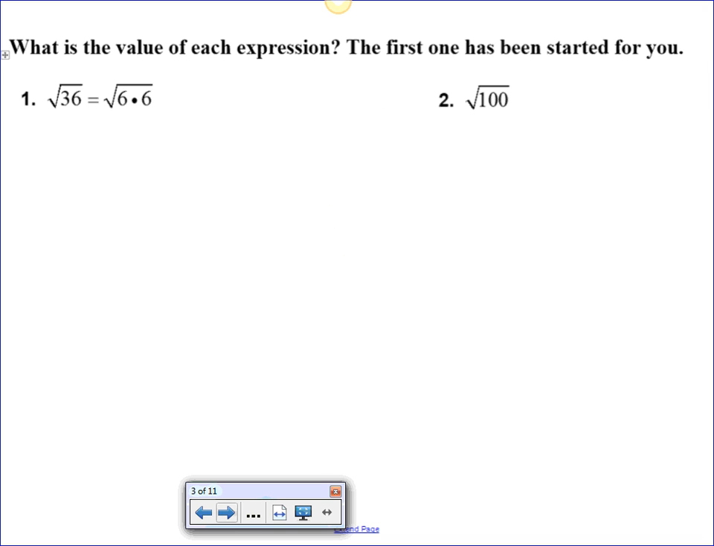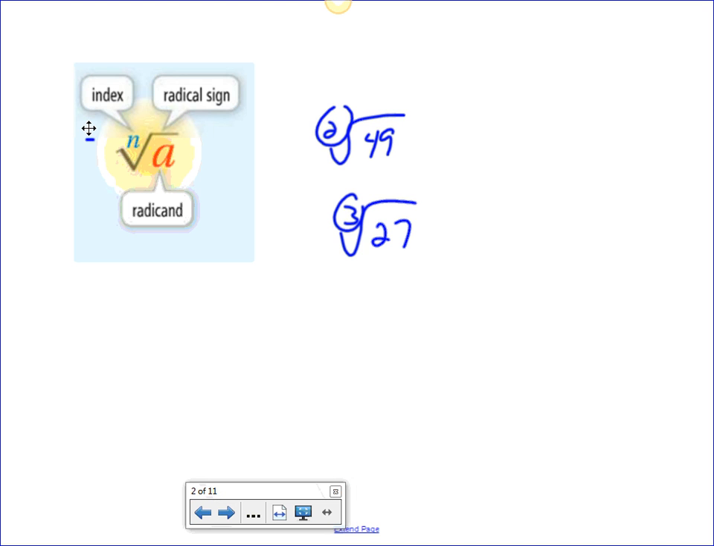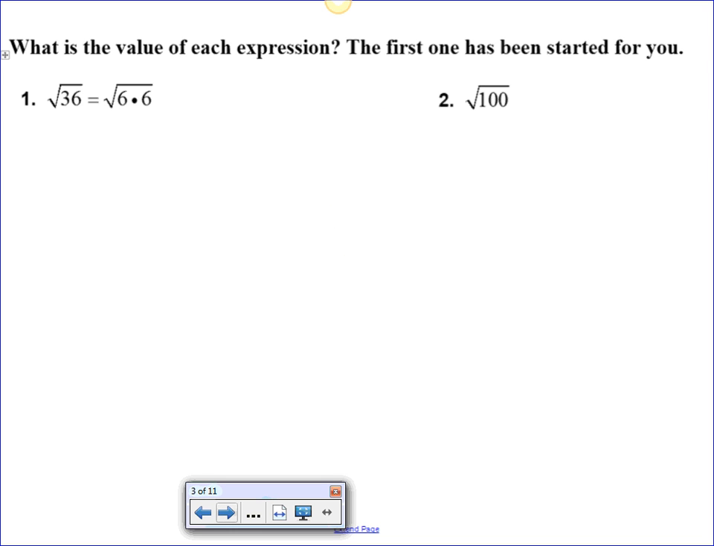Okay. So, what is the value of the expression? The first one has been started for you. So, you have to remember again what the square root means. If the square root, it really means what number times itself would give you a 36. So, the answer here would be a 6. What number times itself would give you 100? And again, that would be a 10.